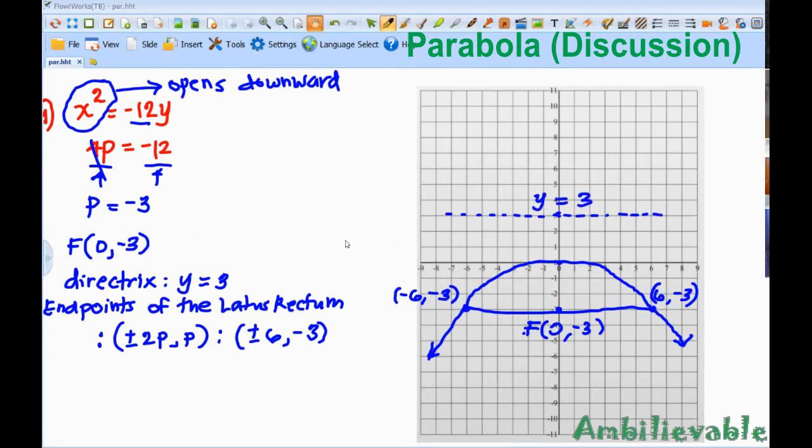Did you get it? So this is 5 points each. We have 1 point for the p, 1 point for the focus, 1 point for the directrix, 1 point for the endpoints, and 1 point for the graph. So a total of 5 points.